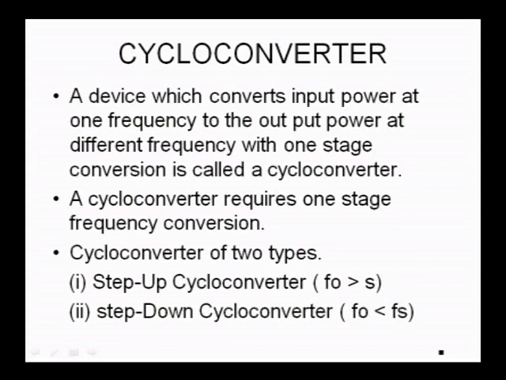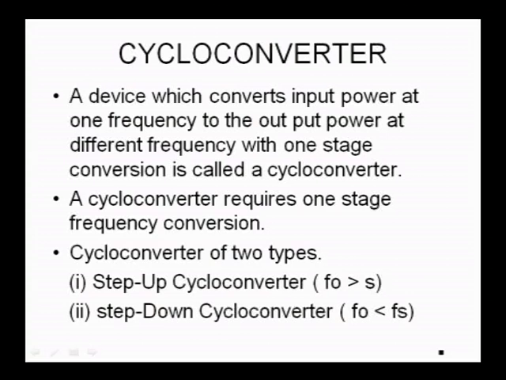A cycloconverter is a device which converts input power at one frequency to output power at a different frequency with one stage conversion. Earlier, if you wanted AC to AC conversion, we needed a rectifier converting AC to DC, and then an inverter, DC to AC. This becomes a two stage conversion, which is also not efficient. Now with the cycloconverter it is AC to AC only, from one frequency to another, so it requires a one stage frequency conversion.